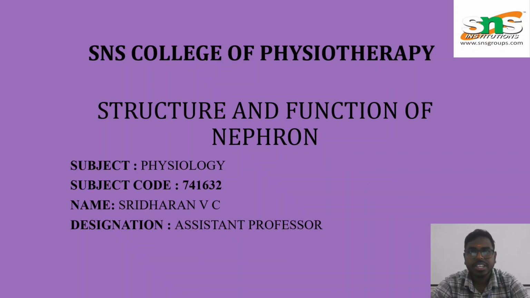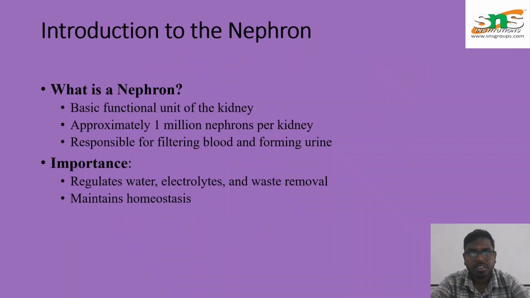In this video, we're going to see about the structure and function of the nephron. Right to the introduction. What is a nephron? A nephron is the basic functional unit of the kidney. Each kidney consists of 1 million nephrons, responsible for filtering the blood in the formation of urine.